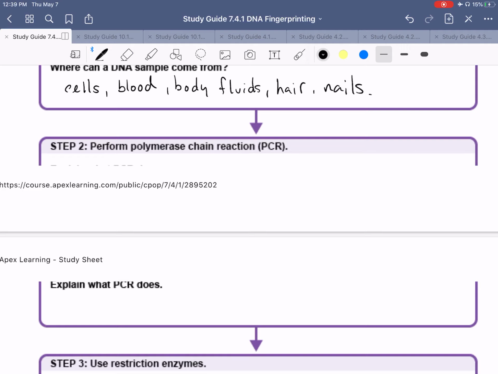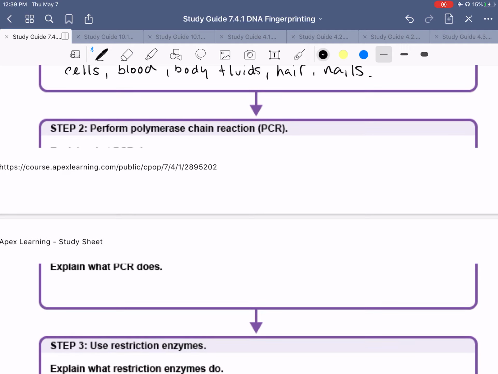explain what PCR does for our step 2 of our study guide. So it makes many copies of a sample of DNA.